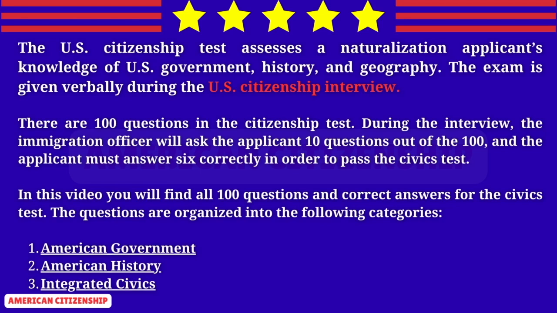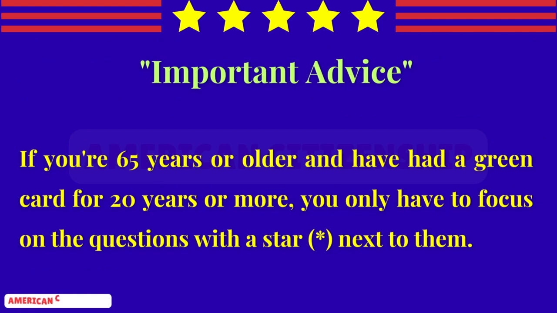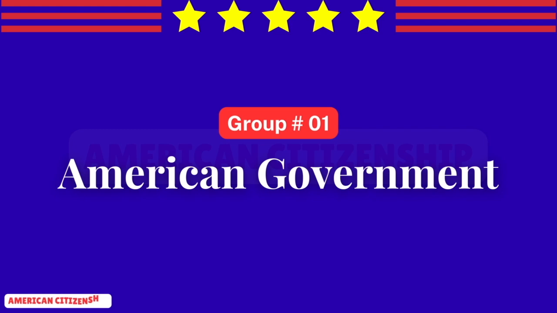In this video, you will find all 100 questions and correct answers for the civics test. The questions are organized into the following categories: American government, American history, integrated civics. Group 1. American government.